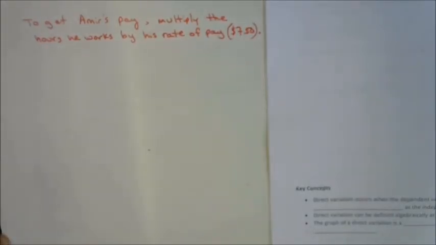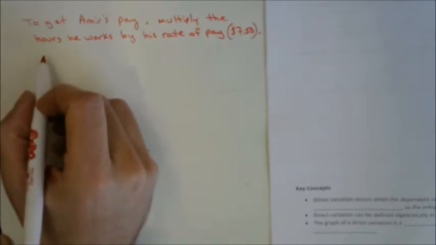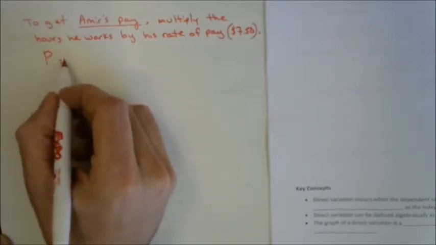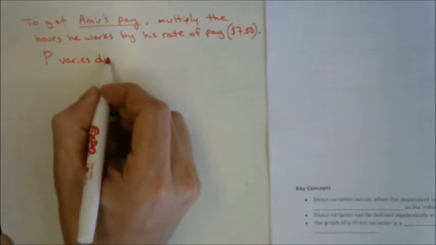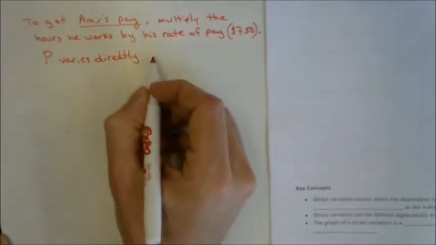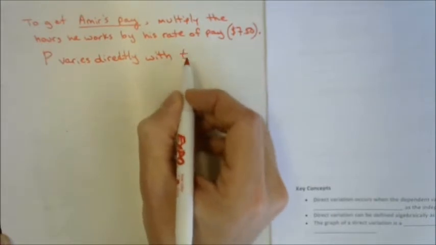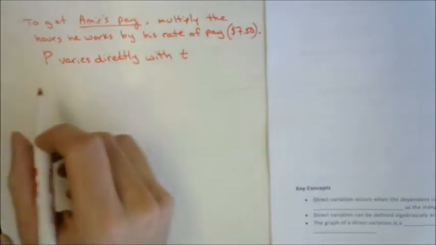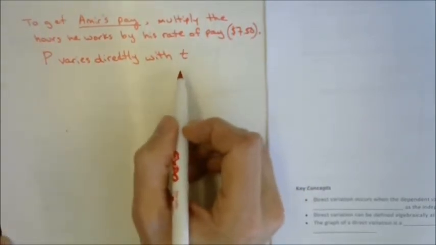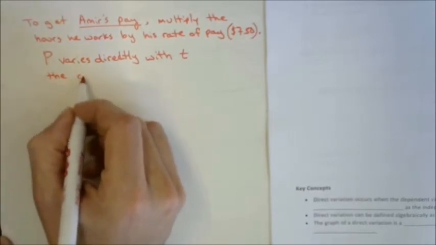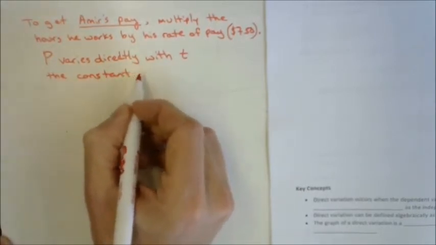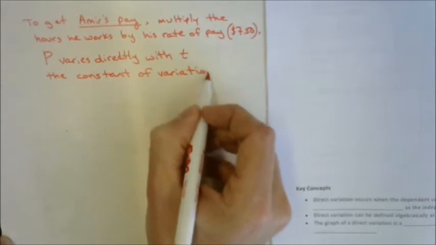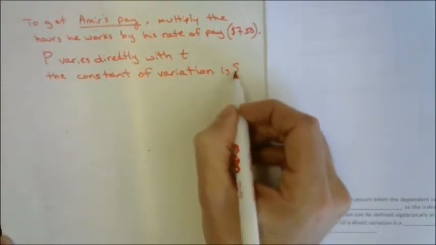And the way to use our proper vocabulary is if we call Amir's pay P, we'll say P varies directly with T, which is time. P varies directly with T. And what's our constant of variation? Go ahead and look back at what constant of variation means. $7.50. Nice. The constant of variation is $7.50.